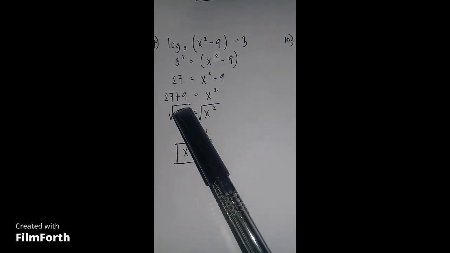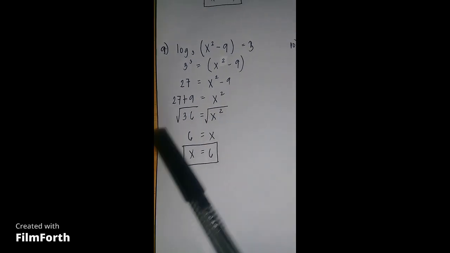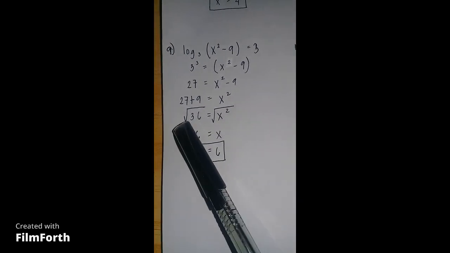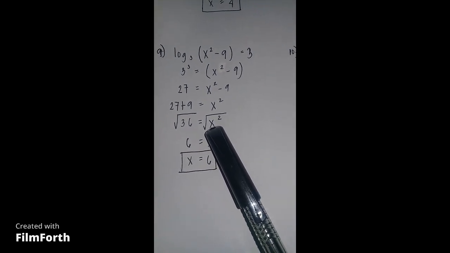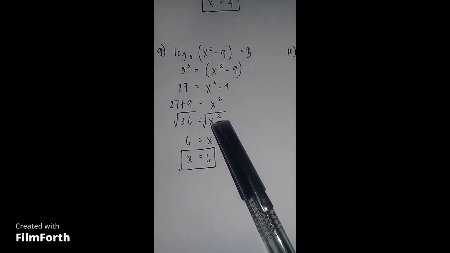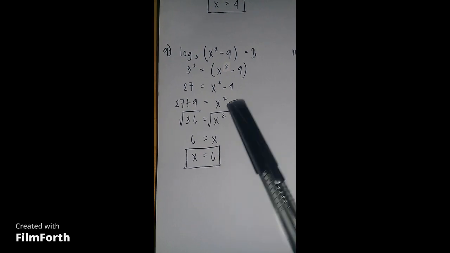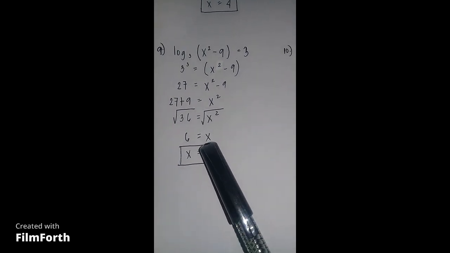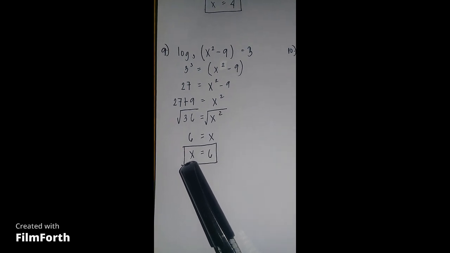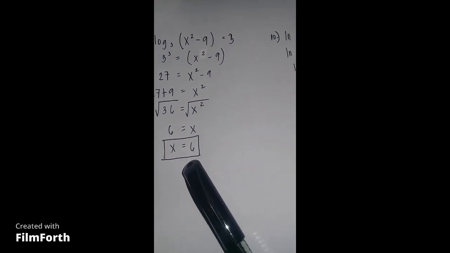And then put the square root on both sides. So square root of 36 is 6. So the square root and the square root must be cancelled. So x will remain. So our final answer in number 9, x equals 6. So let's go to number 10.